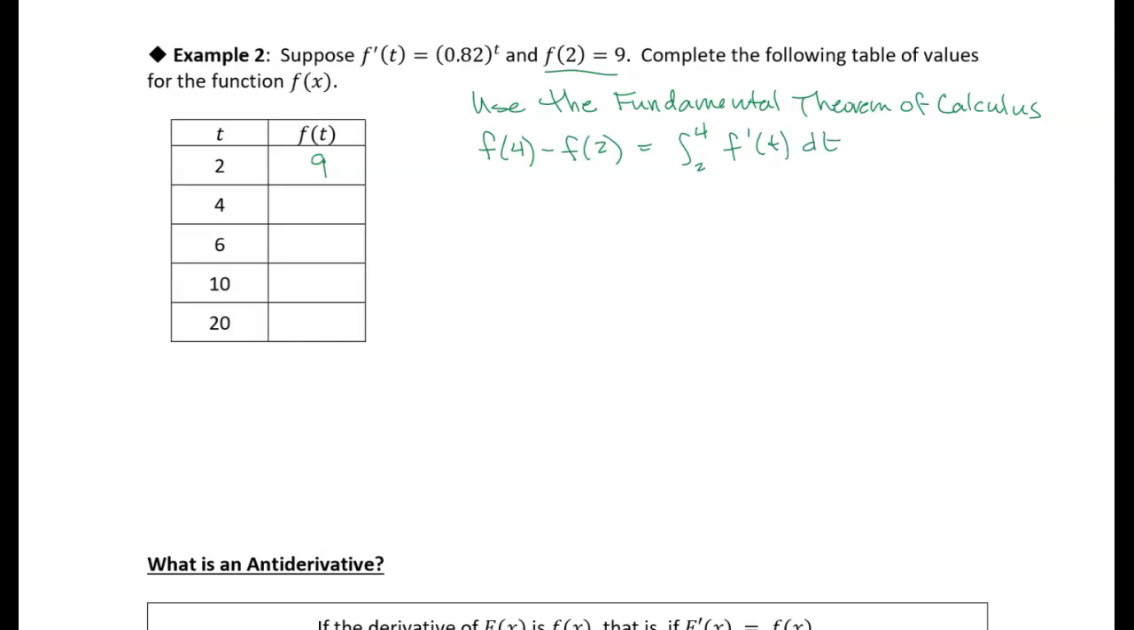Okay, and you did this again in 11.5. Now if we want f of 4, since we know f of 2, then f of 4 is just equal to f of 2 plus that integral from 2 to 4. And f prime is the derivative, which is 0.82 to the t dt. Okay, now we haven't learned yet, we will get there, how to actually evaluate this, but we can do it on our calculators. So I'm just going to use my calculator to figure this out.